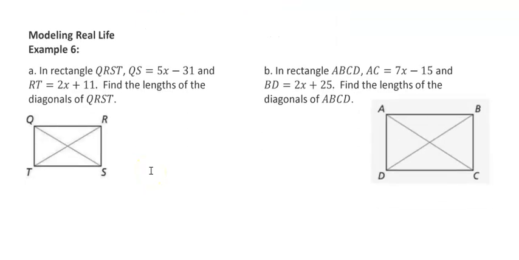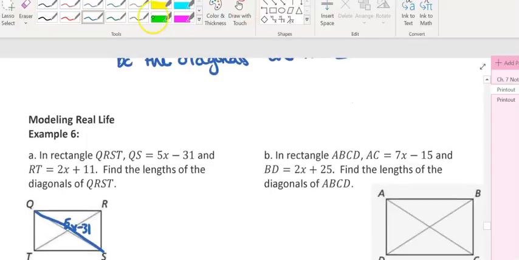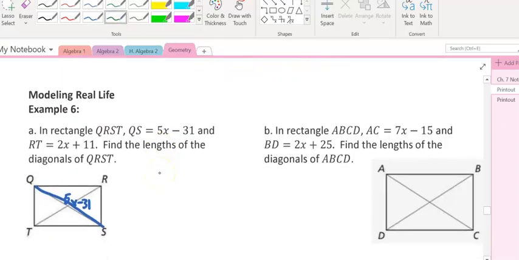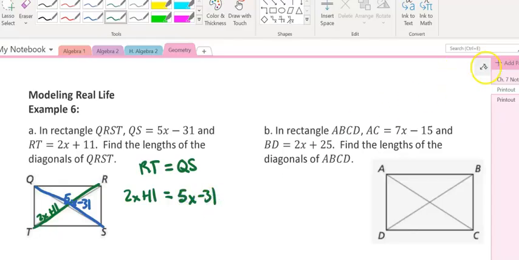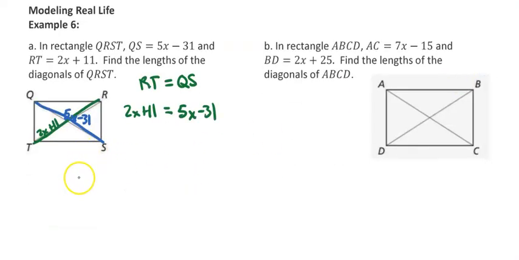So remember, both diagonals must be congruent if it is a rectangle. All right. This example says in this rectangle, so it's already telling us it is a rectangle. QS, which is this diagonal right here, is 5x minus 31. And then it says that RT, which is this diagonal right here, is 2x plus 11. Well, we know that RT must equal QS because since it is a rectangle, we know the diagonals are congruent to each other.